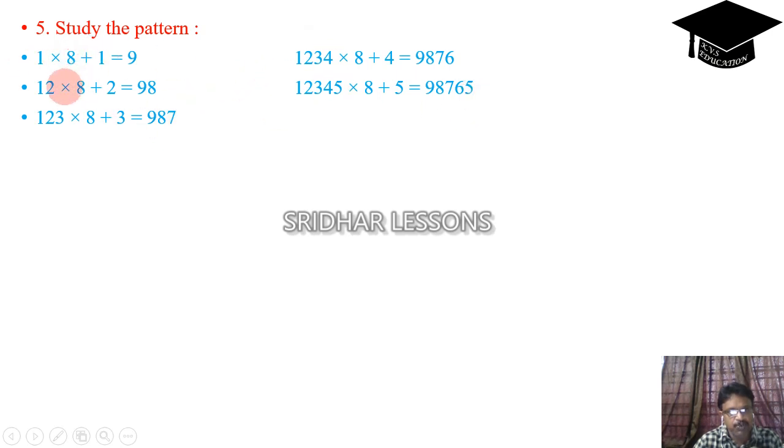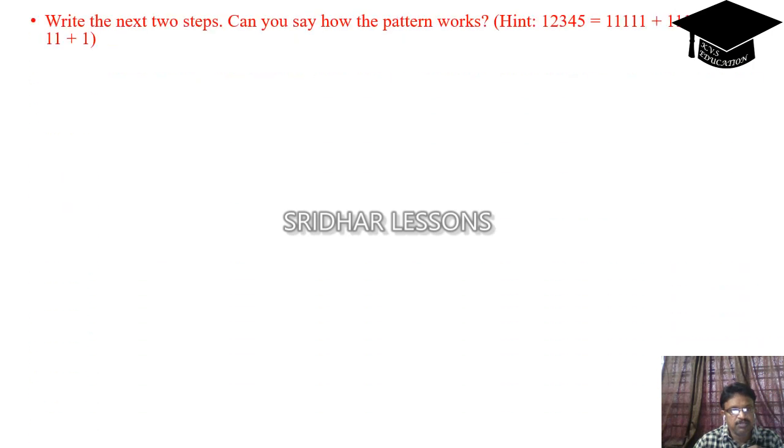1 into 8 plus 1, 12 into 8 plus 2, 123 into 8 plus 3, 1234 into 8 plus 4, 12345 into 8 plus 5. Now the number is increasing like 9, 98, 987, 9876, 98765. This is one type of pattern. Write the next two steps. Can you say how the pattern works? This is the hint that was given.